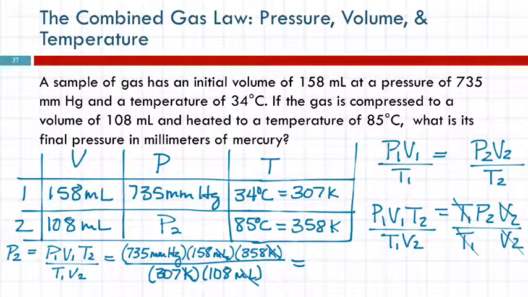When you are doing this, be careful, because this times this times this divided by this times this is going to get you the wrong number if you press it in your calculator that way. If you want to multiply those when you're dividing, you have to put parentheses around them. So get your calculator out if you don't already have it, and make sure that you can get the same answer here. 735 times 158 times 358. What I do is I divide by 307 and divide by 108.